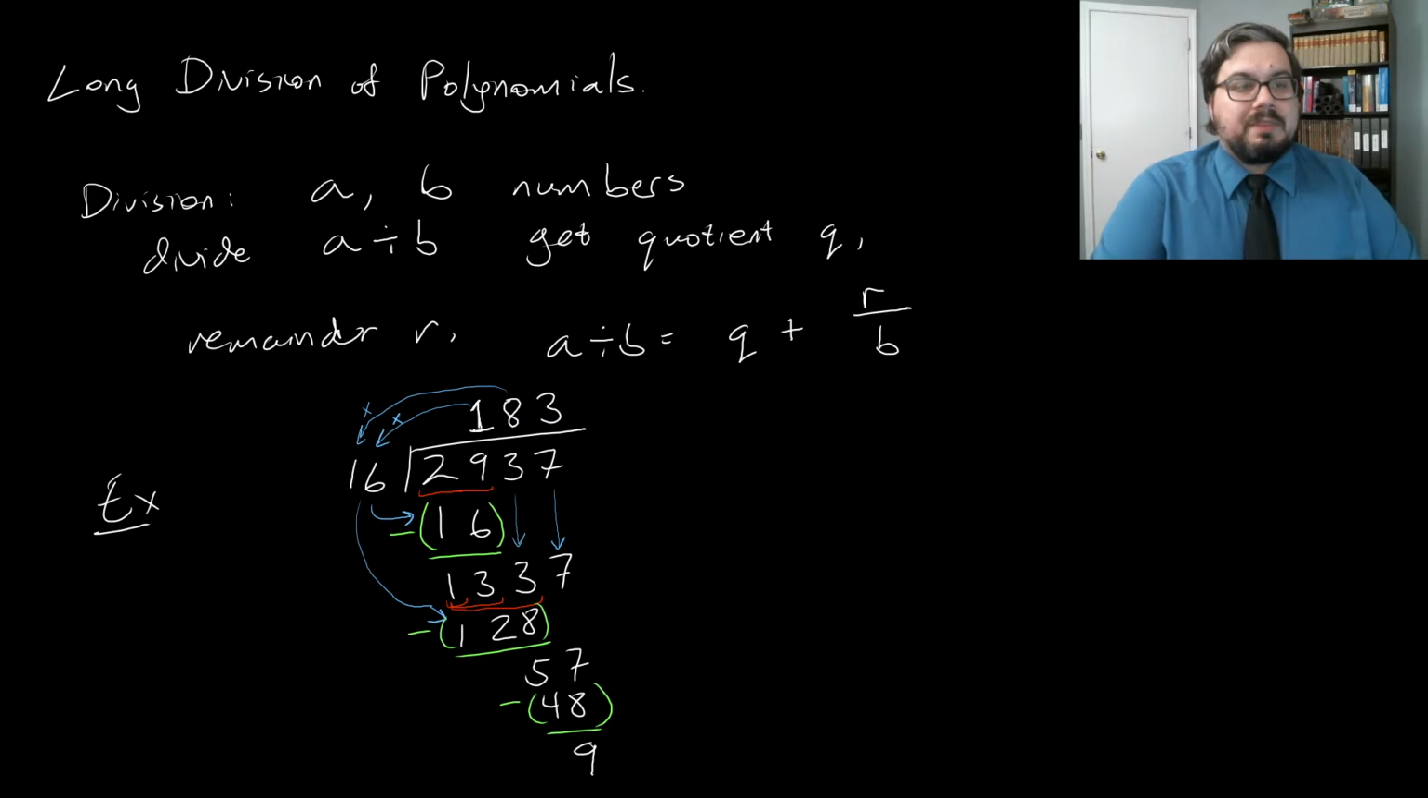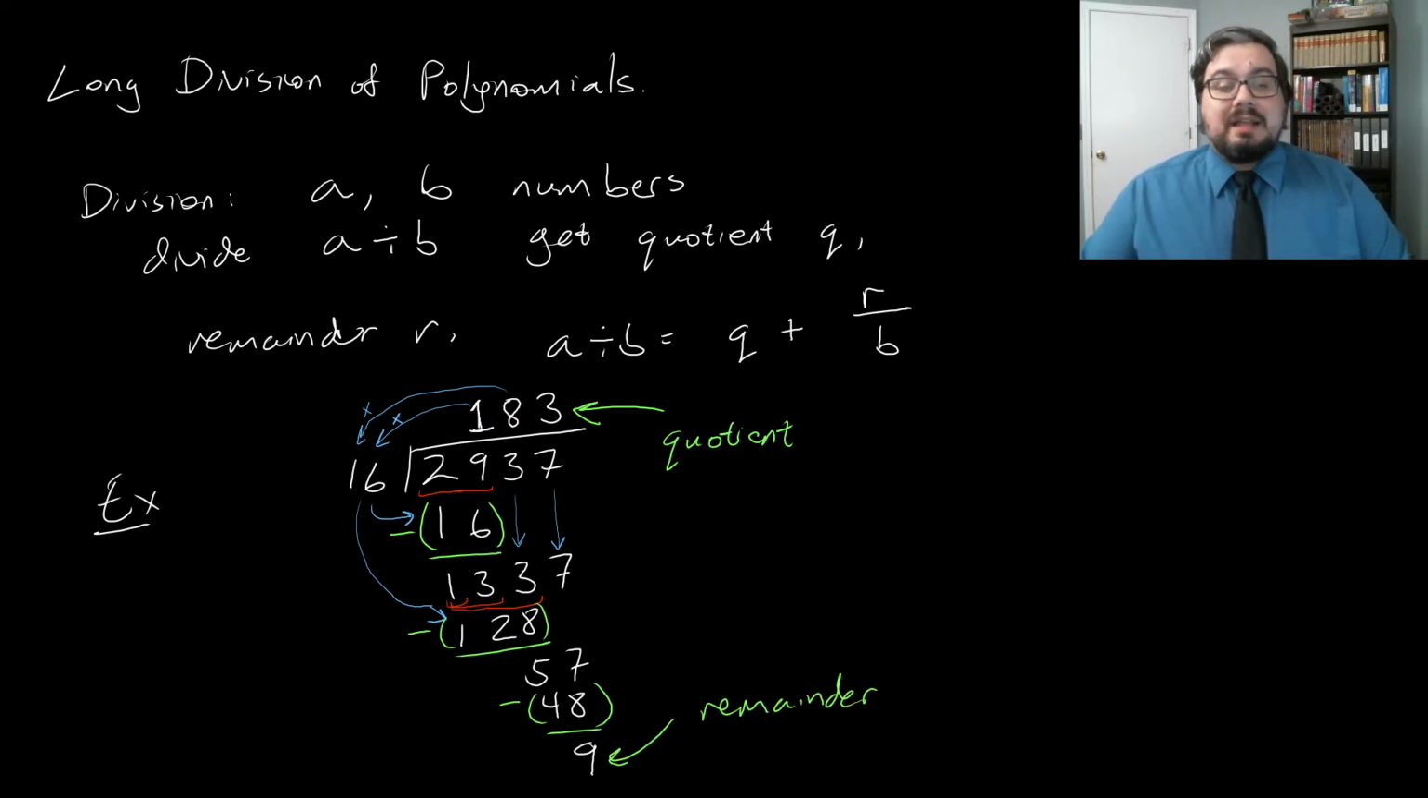So remember that we can continue this and get decimal places, but when you first encountered division, you probably stopped here and you asked what's the quotient and what's the remainder, and those two numbers can be read off from this diagram. The 183 is the quotient. The 9 is the remainder.